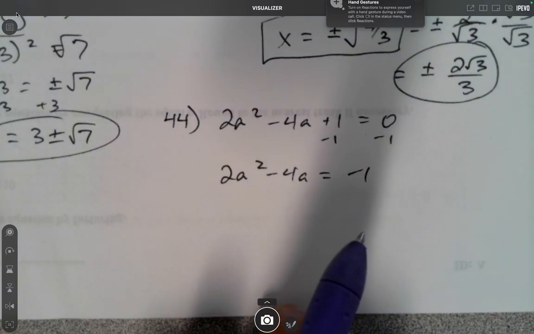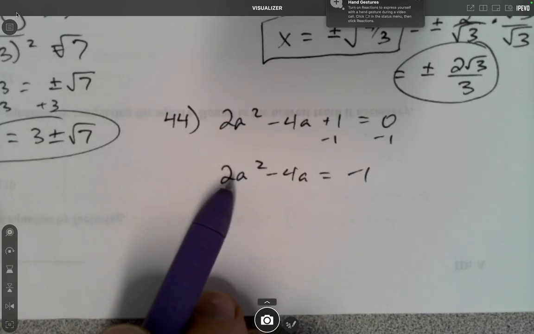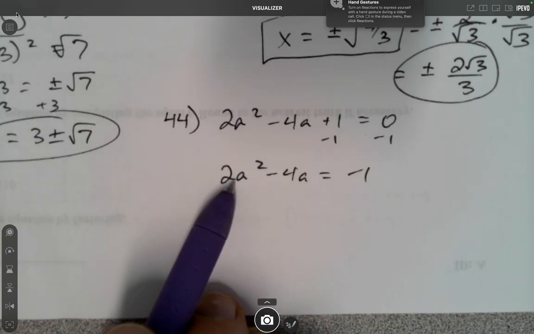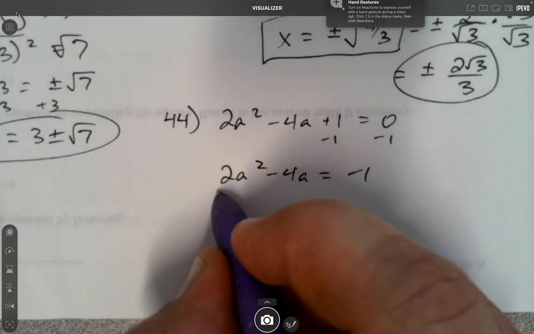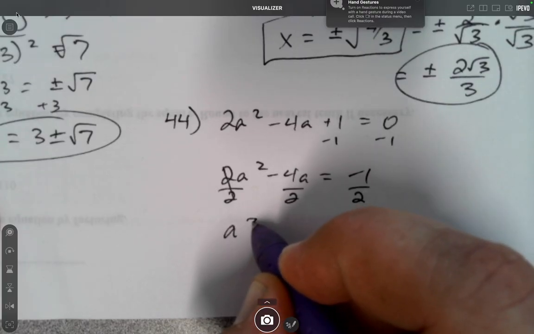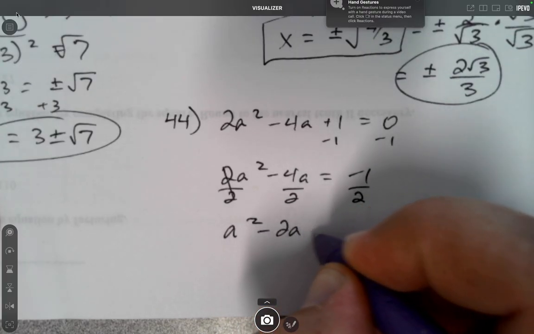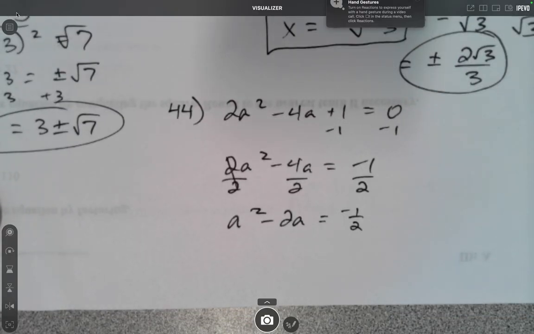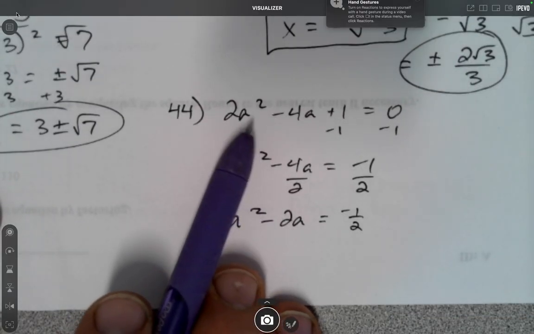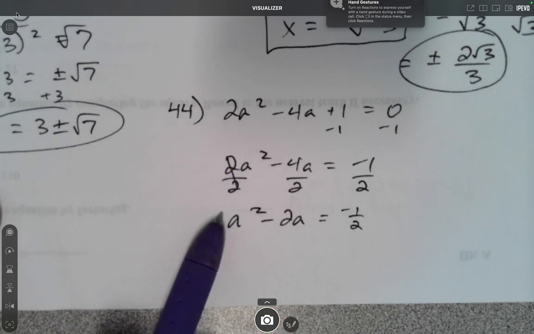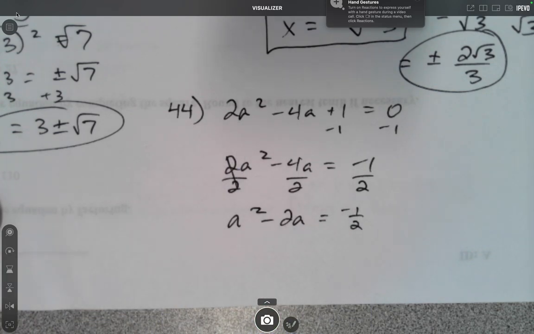Actually, hold on, I'm sorry, I forgot something here. So one other thing we need, my mistake. We don't want to complete the square with this coefficient here. So we need to divide everything by 2. So a squared minus 2a equals -1/2. So requirements for completing the square are the a squared has to be positive, needs to have a coefficient of 1, and the constant is over by itself. Now we're ready to complete the square.